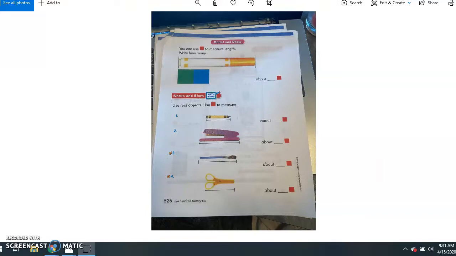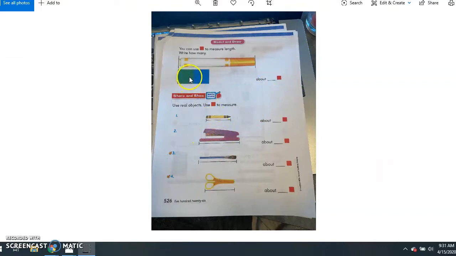So use something around your house that you can find. Maybe you can find little blocks that are about as big. Maybe Legos will work. Maybe if you find Tic Tacs, maybe Tic Tacs will work. Something that is small and about the same shape and size as this red square right here. And then you're going to measure these items.